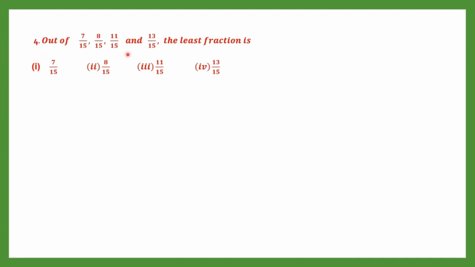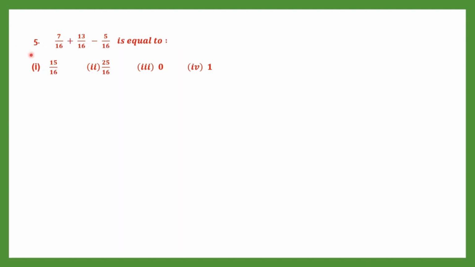Question 4. Out of these fractions, that is 7/15, 8/15, 11/15 and 13/15, the least fraction is, that means the smallest. So this time the denominators are all the same. When the denominators are the same, the smallest numerator will make it the smallest fraction. So the smallest numerator is 7. So 7/15 is the least fraction. So that is again option 1, 7/15.